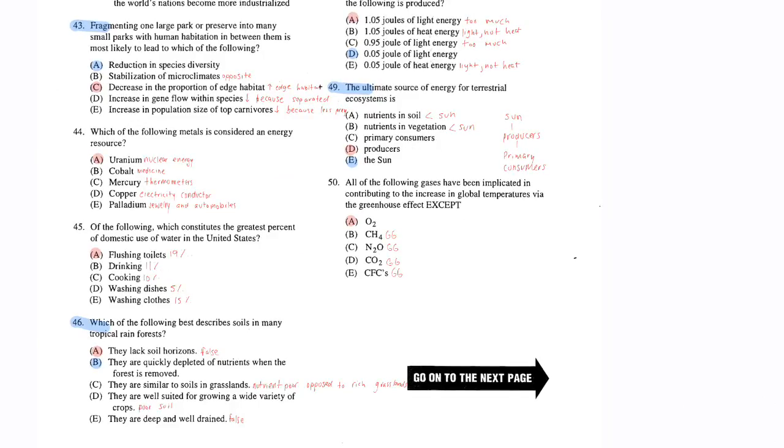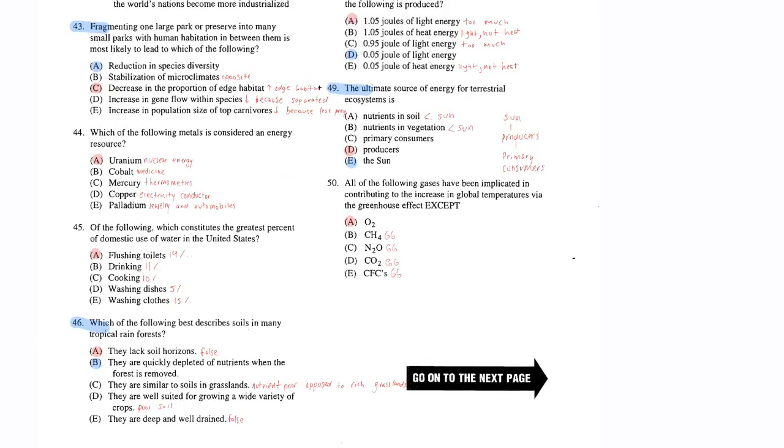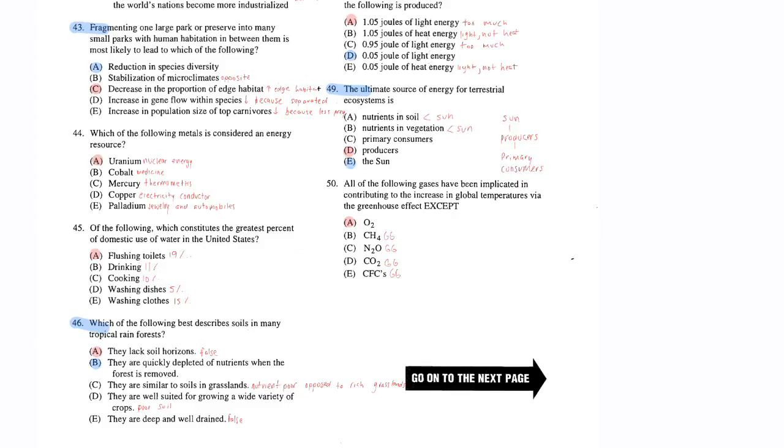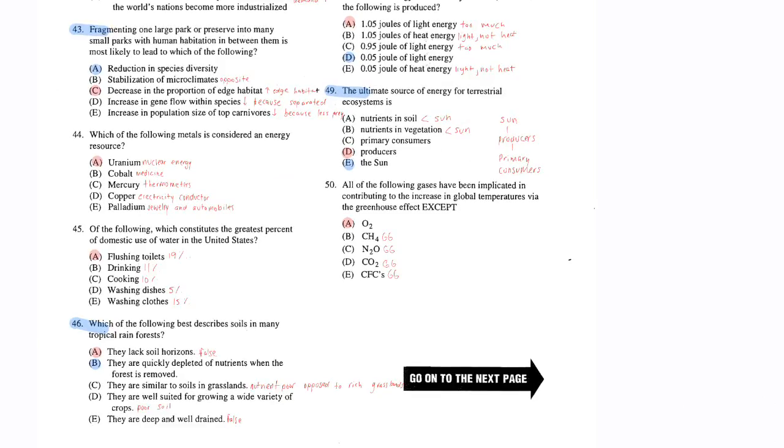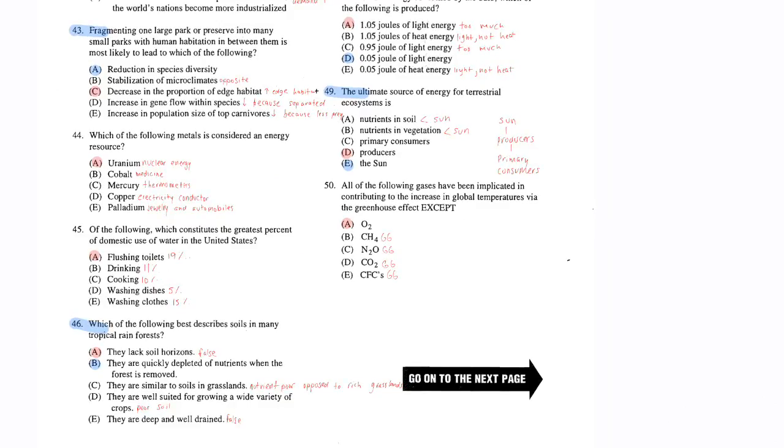Number 49, the ultimate source of energy for terrestrial ecosystems is E, the sun. Number 50, all the following gases have been implicated in contributing to the increase in global temperatures via the greenhouse effect, except the answer would be A. The rest of the answer choices are greenhouse gases.